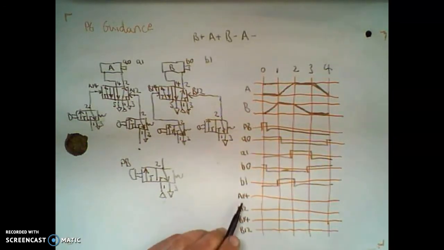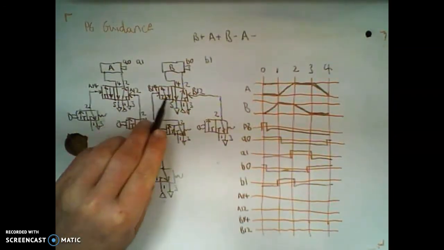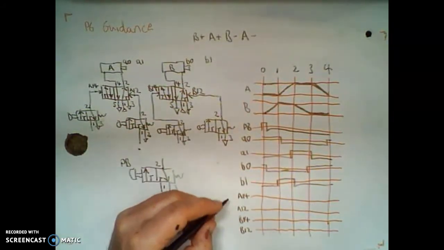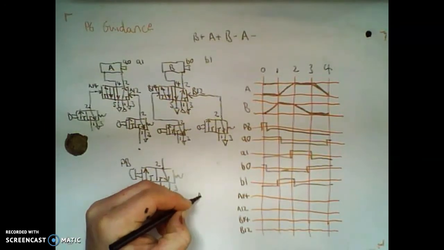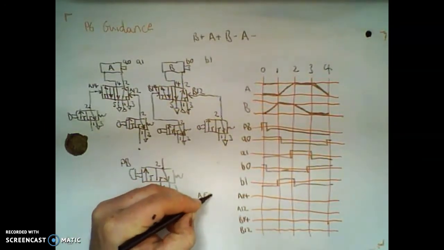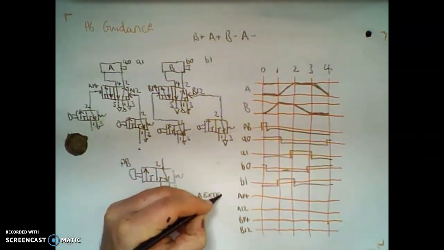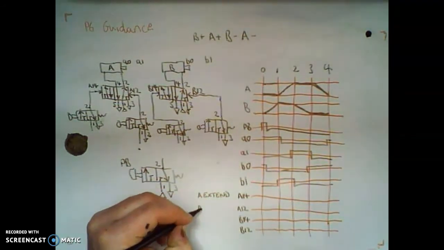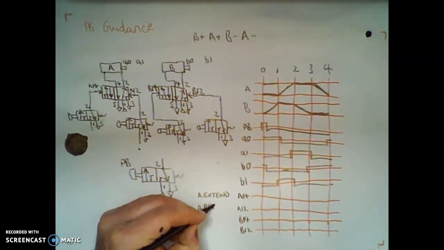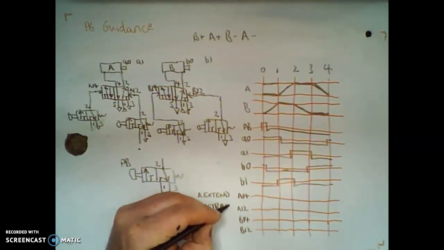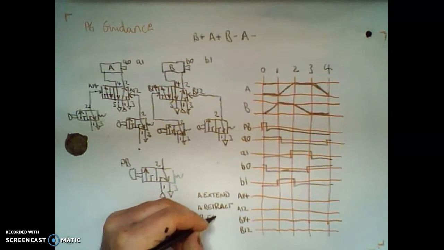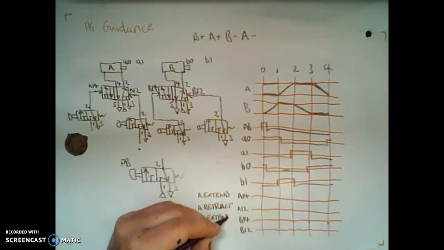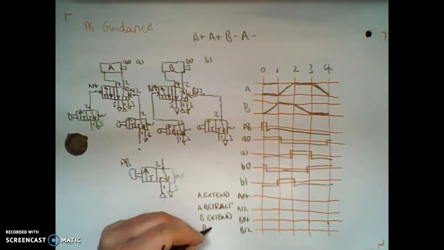Now, A14, A12, B14, B12, those are the pilot lines. So A14 makes cylinder A extend, so that's A extend. A retract, B extend, and B retract.